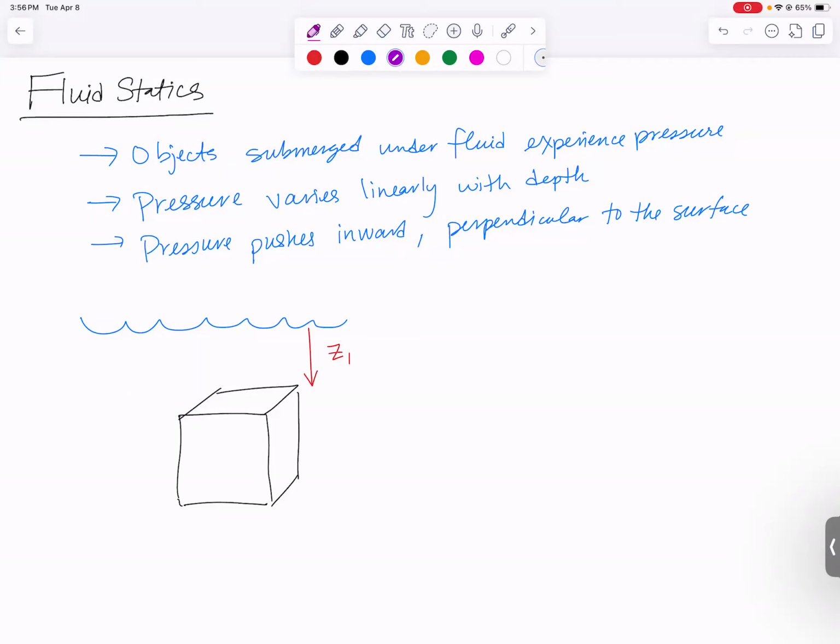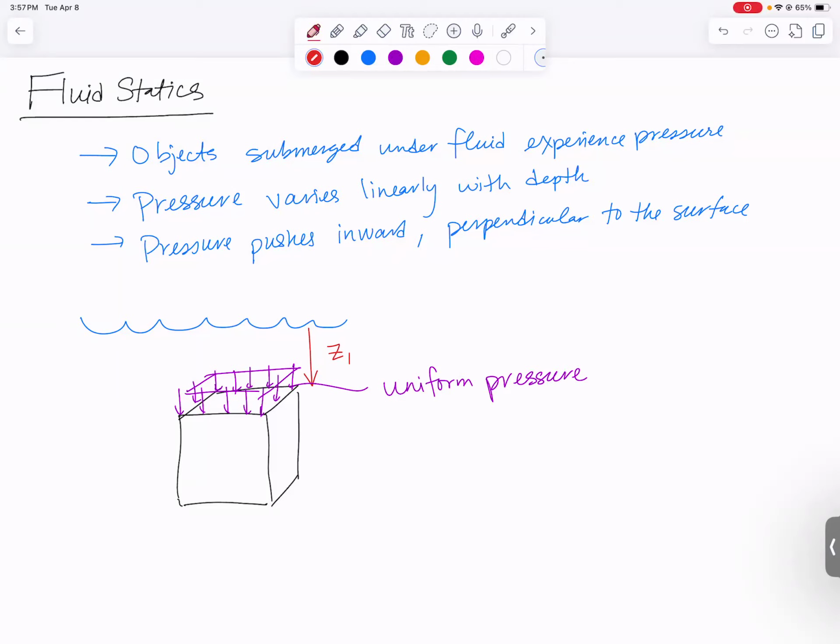Which means that entire surface is going to have the same exact pressure acting on it, and it's going to be perpendicular to the surface, pushing inward on the surface. So that might be how I would draw the pressure on that top surface. It's going to be a uniform pressure, and how deep below the surface it is determines how big that uniform pressure is going to be. Let's do the other horizontal face.